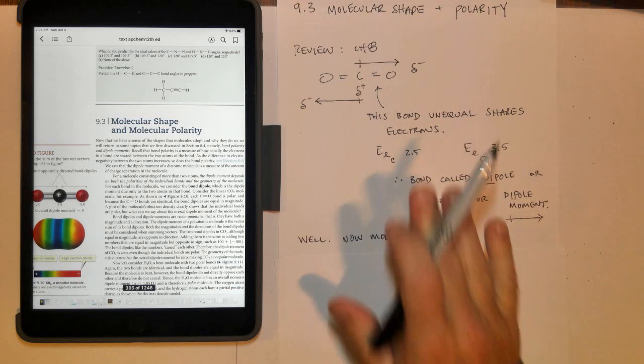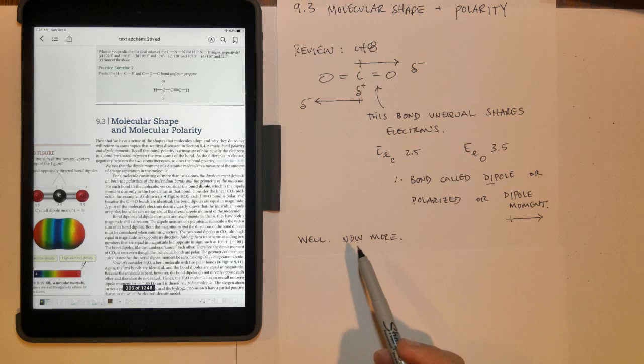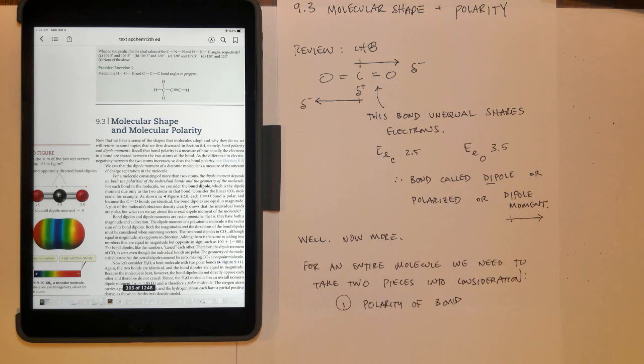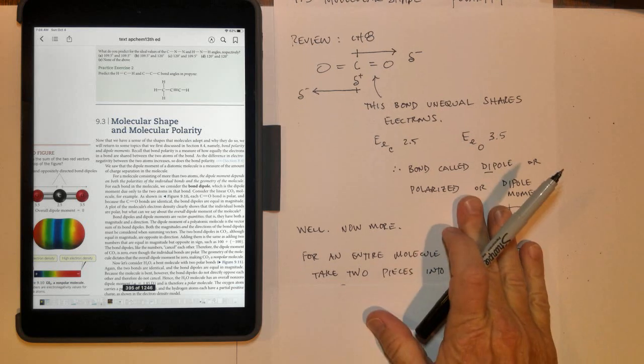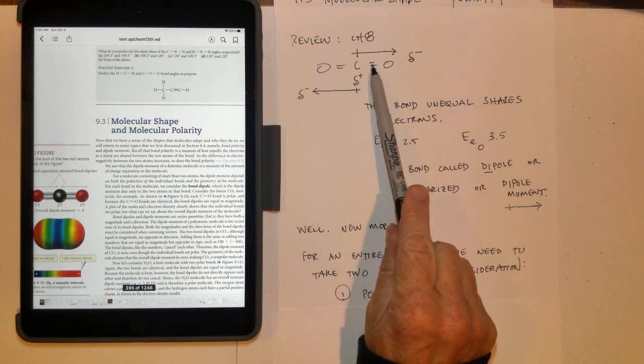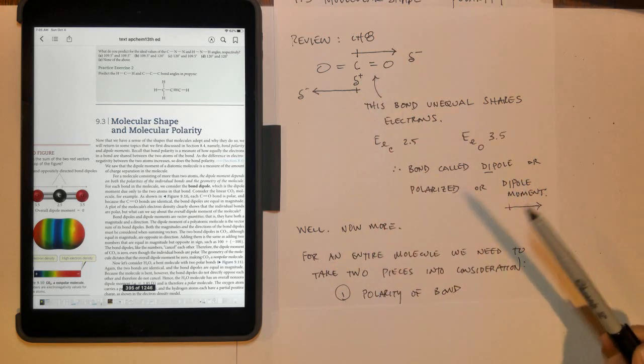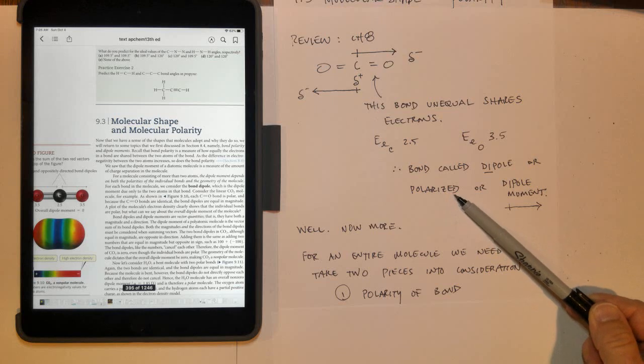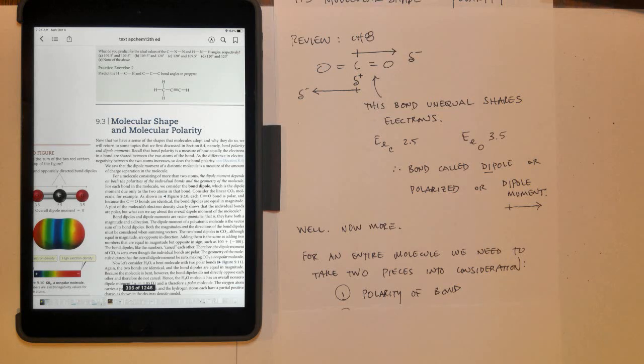Well, now in this chapter, we're going to do more with this, other than just identifying the polar bond. Because now that you know shapes, now that you know molecular geometries, you can take two things into account. For an entire molecule, we need to consider two pieces to decide its molecular polarity. Number one, we need to look at the polarity of the bond, which we just talked about, where we drew the dipole moment, or noted that it was polar or polarized. And then number two, we need to take into account the geometry of the molecule.